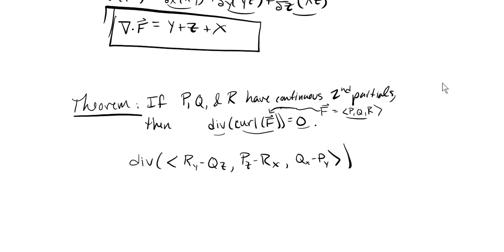And if we take the divergence of this, it means we are just taking the partial of each component, this one with respect to x, this with respect to y, this with respect to z, and adding the results. That's what the divergence has to do. So if we do that, that's easy.